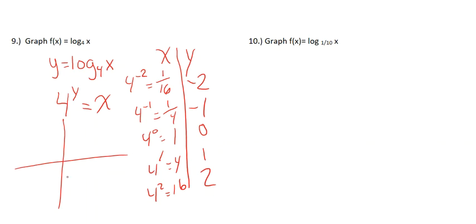1/16, -2 would be down here. 1/4, -1 would be down here. 1, 0, 4, 1, and then finally 2, 16. You'll notice it will have a very similar shape, but this time our asymptote is at x equals 0.